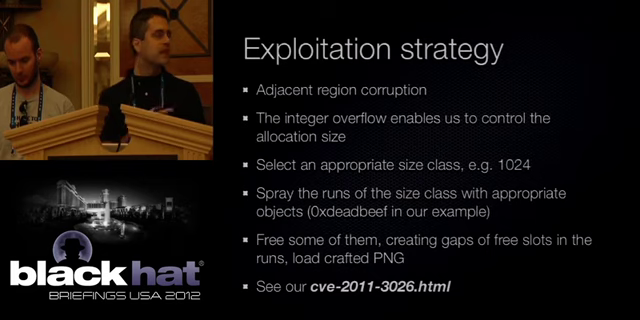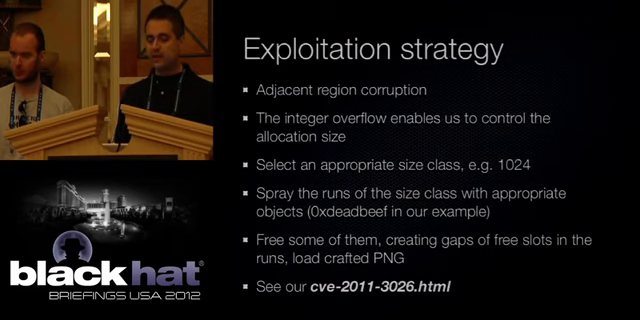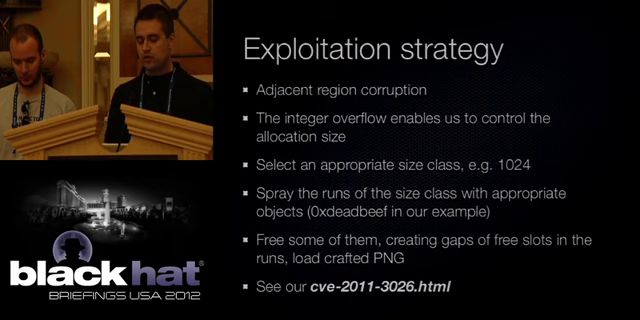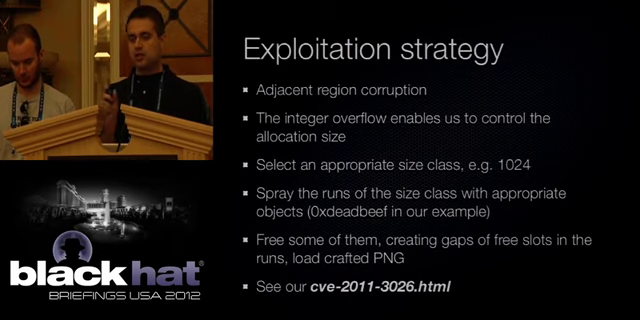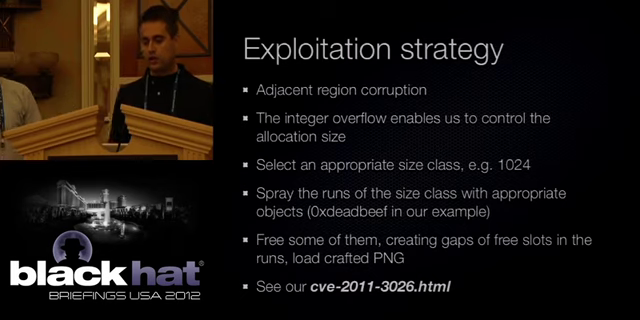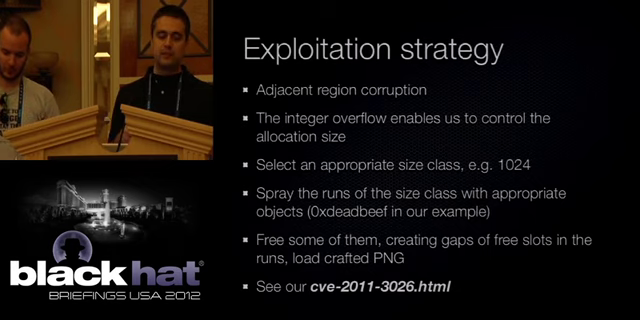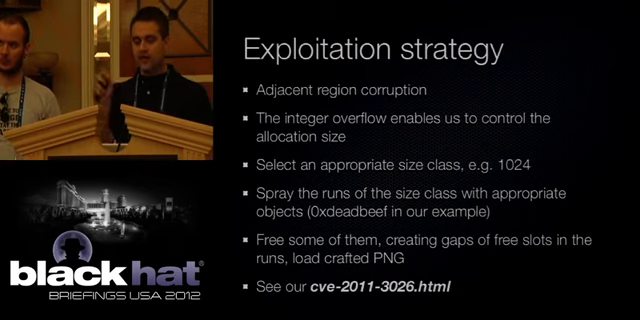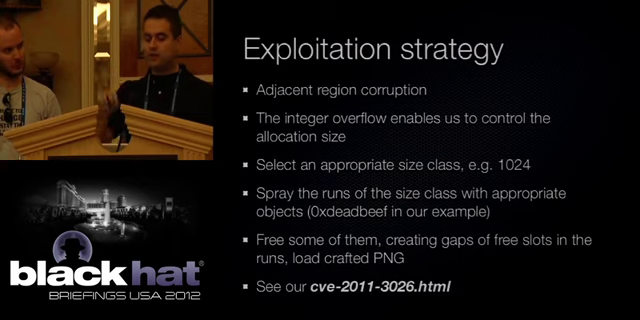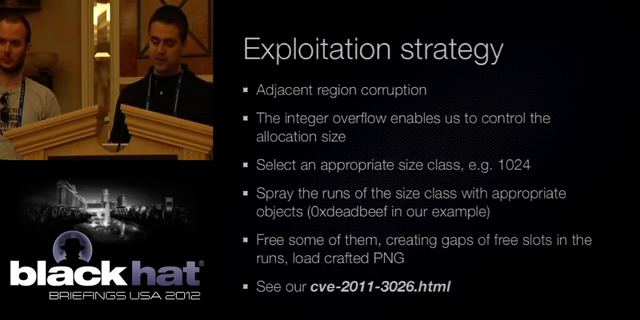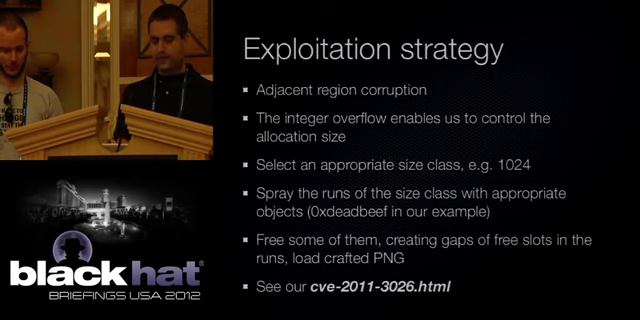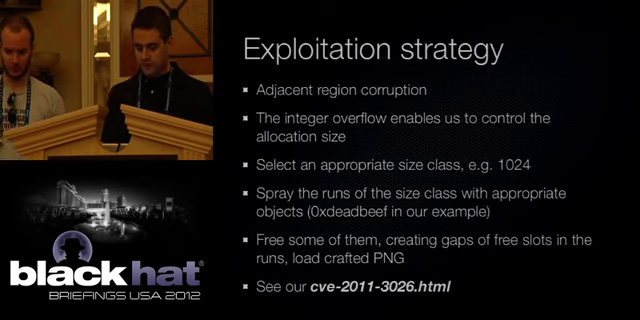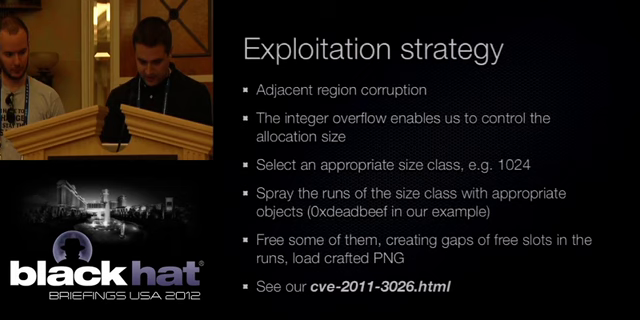And then we free some of these allocations. We trigger the garbage collector to physically free them on the Jemalloc heap. And this creates gaps of free slots on the run. And then we load the crafted PNG file, which fills those gaps and triggers the overflow, which overflows into the deadbeef structure, which is just a string for this example, but in reality, it could be a structure with function pointers. So since we developed this exploit on Linux, we will just show you a video of it.